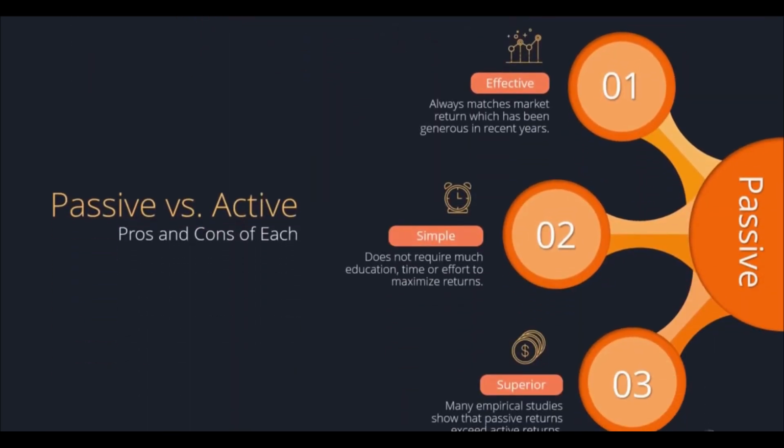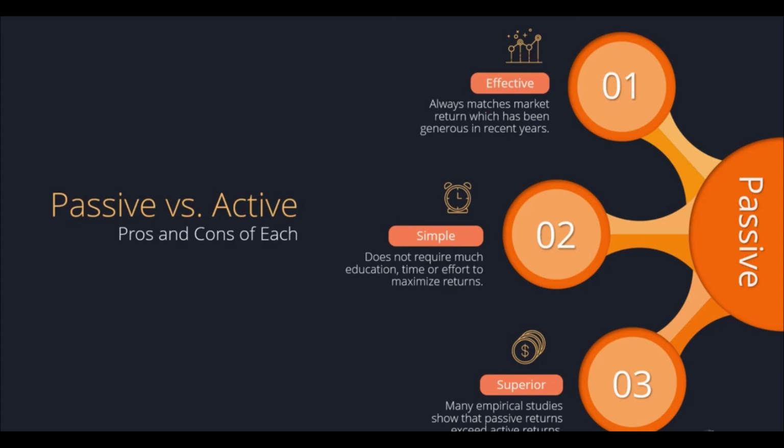All right, so concluding this whole video here, let's go over the pros and cons of passive versus active investing. Or actually more, I should say, let's look at the pros of both, because by doing that, you'll understand the cons of the other one. So passive investing always matches the market return, which has been very generous since the Great Recession. And even if you look at over the long run, the market return is very generous. It's also very simple.